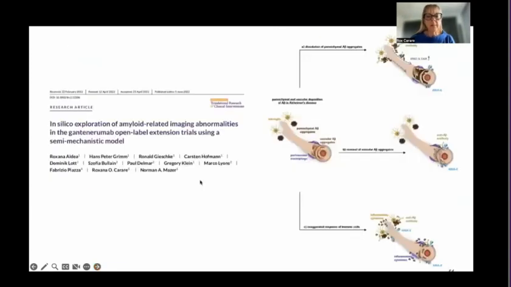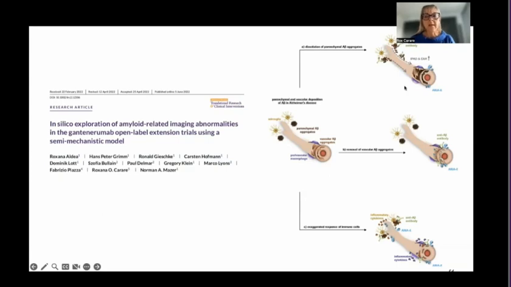So there has been a lot of work and modeling of the process of drainage of solubilized A beta after immunization, whether it's active or passive, and beautiful work from Roche Pharmaceuticals involving Roxane Aldea and Norman Mazur has shown that there are three possibilities.